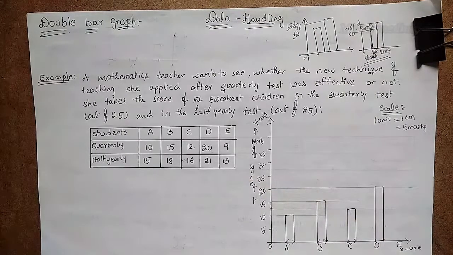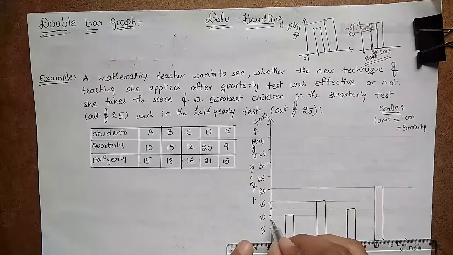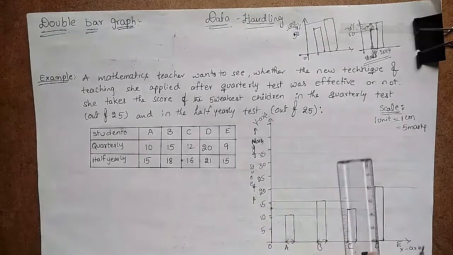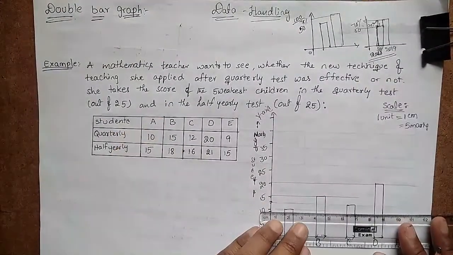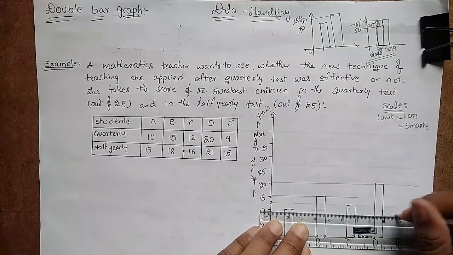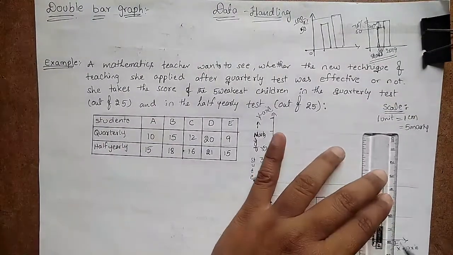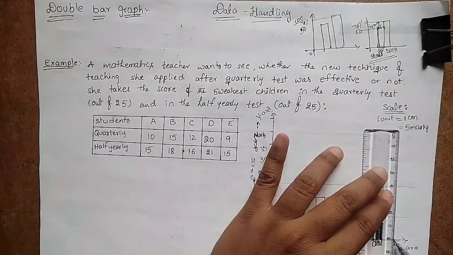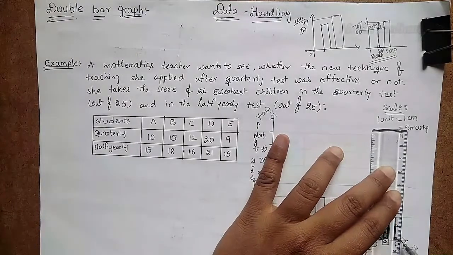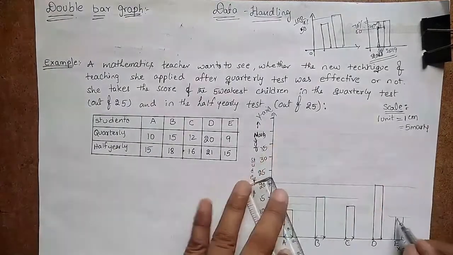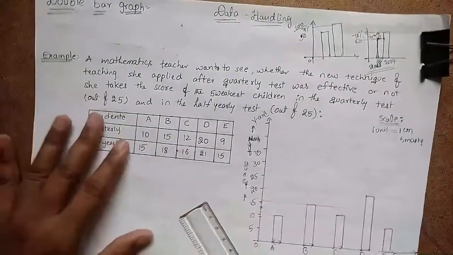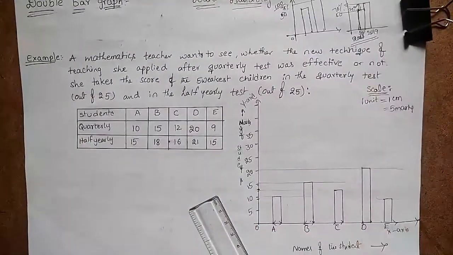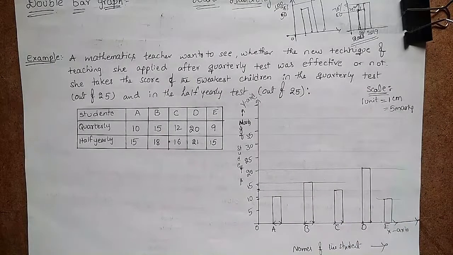Next, E is 9. The 10 is here, and 9 is just below the 10. So take a small mark like this. I am marking like this. Next, E is this, and marking like 0 to 0.5 is the marking line between this.